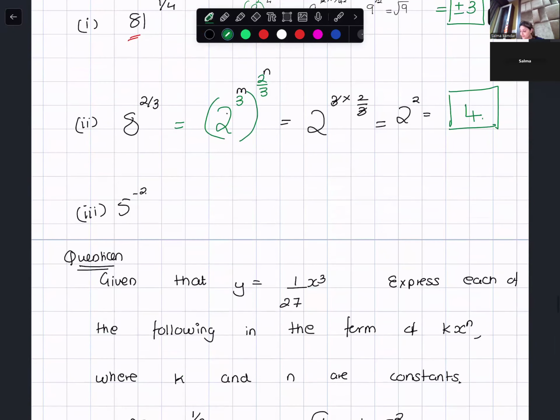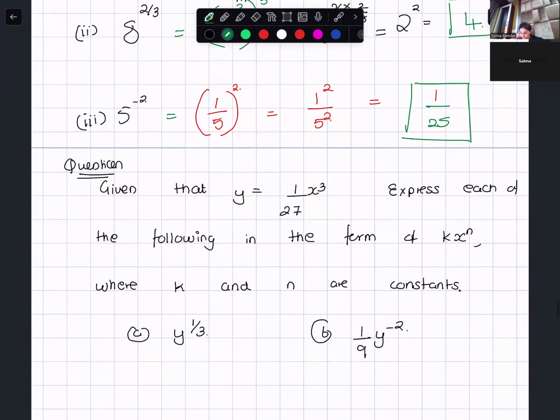The third one, whenever there is a negative indice, you would do reciprocal. So 5 to the power minus 2 would become 1 by 5, the whole square. When it is negative indices, it involves reciprocal. So this becomes 1 square by 5 square. So the answer would be 1 over 25.